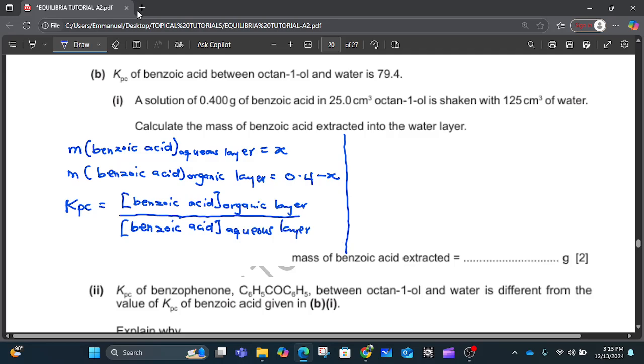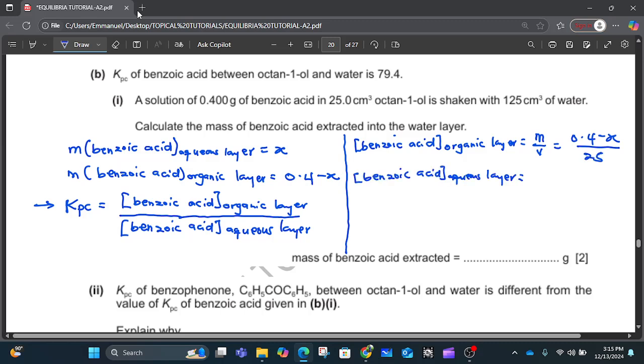We can find X by using the formula KPC is equal to the concentration of benzoic acid in the organic layer divided by the concentration of the benzoic acid in the aqueous layer. Concentration of the benzoic acid in the organic layer is equal to mass over volume, which is 0.4 minus X divided by the volume of the organic layer, which is 25. And the concentration in the aqueous layer is also mass over volume, which is X over 125.